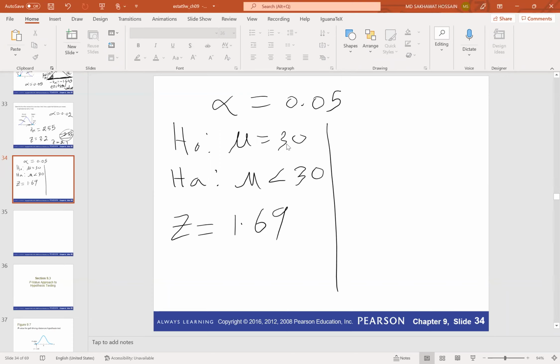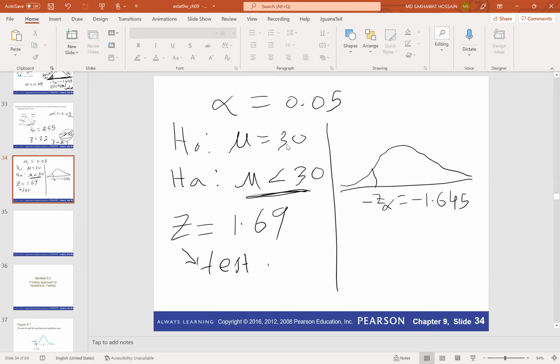So now we'll find the critical value. What will be the critical value in this case? The critical value is negative z alpha, right? Because this is a left tail test. So the critical value will be negative z alpha, and alpha is 0.05. If you find the critical value, then it will be negative 1.645. So this is the critical value, and this is the test statistic.